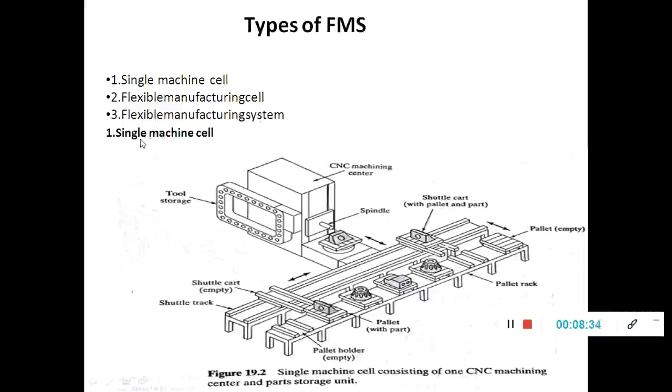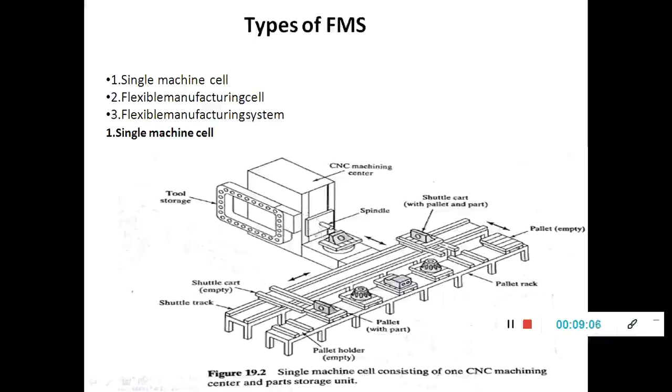The very first one is known as a single machine cell. As the name indicates, a single machine cell consists of only one workstation with the part transfer system and loading and unloading system, that is, automated transfer lines and the automated storage system. Here the different parts can be processed in a single machine. A different variety of parts can be made in a single system.